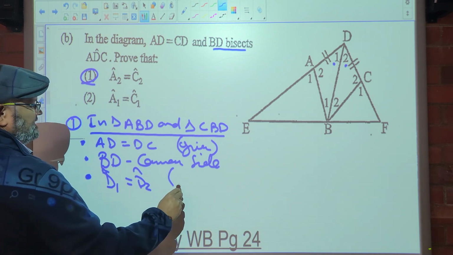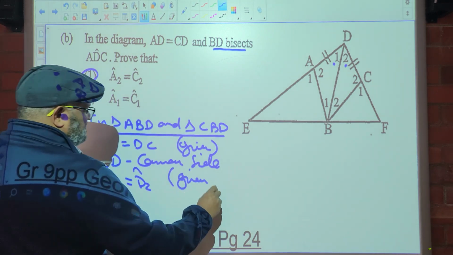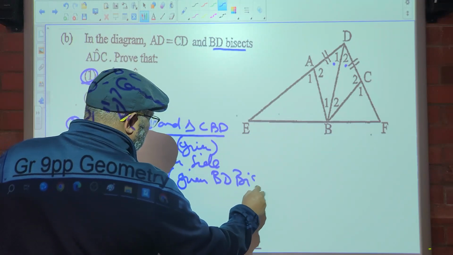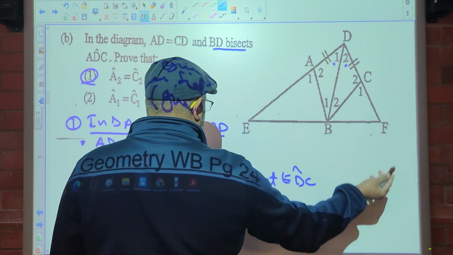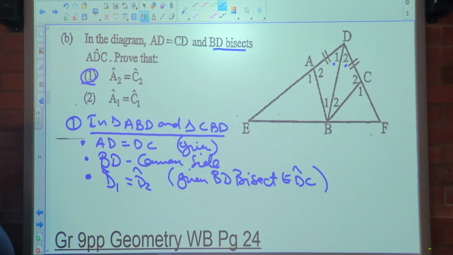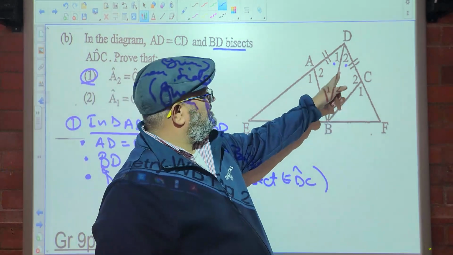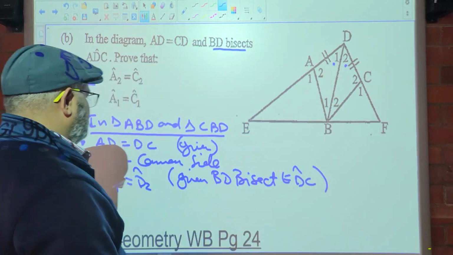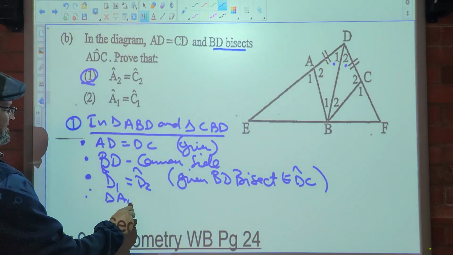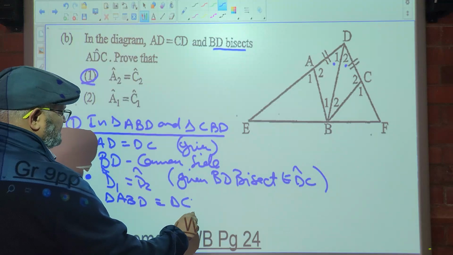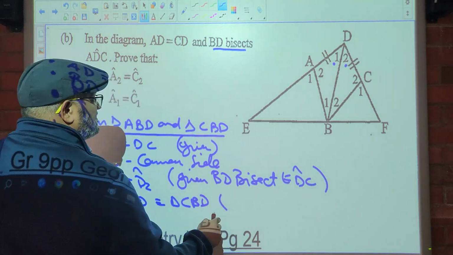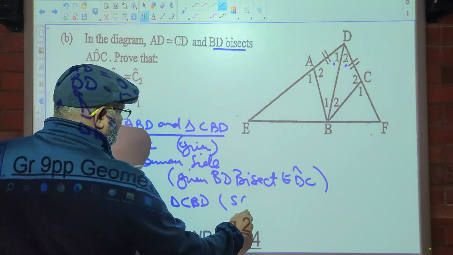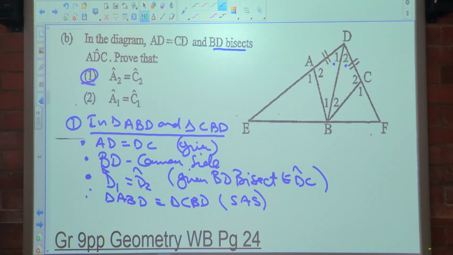Why? Because it's given that BD bisects angle ADC. Is that now not enough to conclude congruency? Side, angle, side. So we say therefore triangle ABD is congruent to triangle CBD. Why? Because of side, angle, side. So that means all the corresponding sides and all the corresponding angles are equal.